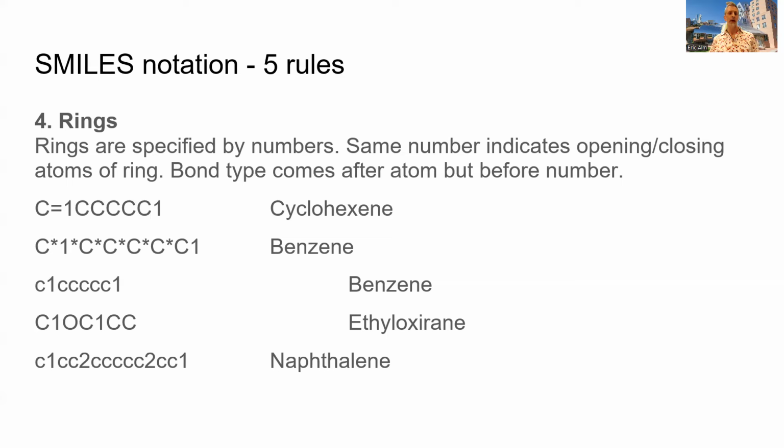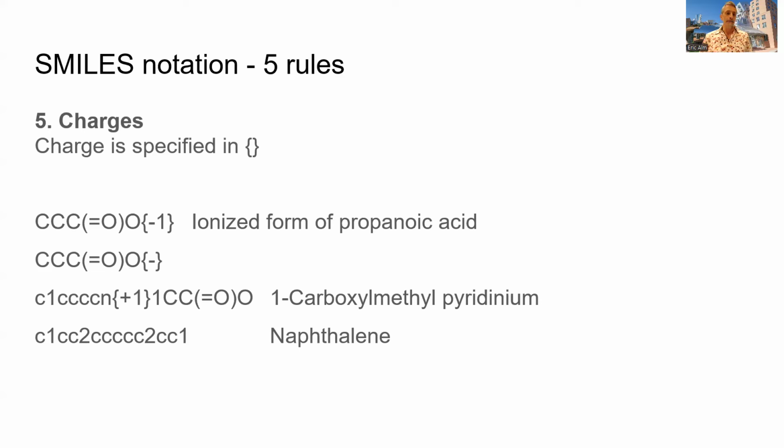When we're parsing that compound, we see that number duplicated, and we know that the ring is closed there. Sometimes we might have ring structures within rings that we've already opened, and you can see that with naphthalene. There are two signifiers. There's another one, two, three, four, five membered ring within the first ring. And then we also specify charges in SMILES notation, and charges go inside curly brackets, and they can be plus or minus charges.